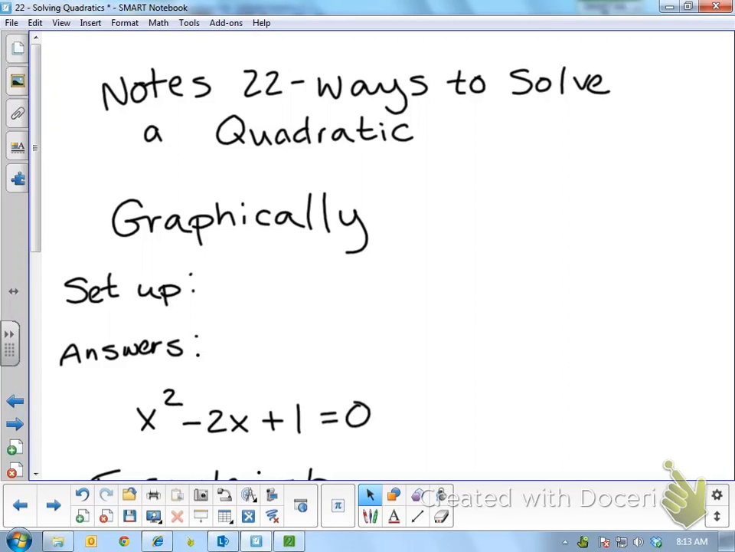So today we're learning the 5 different ways to solve a quadratic. We've seen all 5 ways before. None of this is new material. This will be review only.